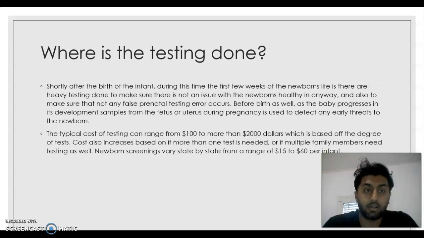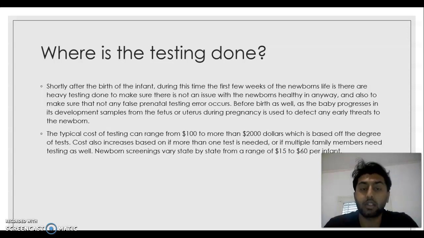Where is the testing done? Shortly after the birth of the infant. During the first few weeks of the newborn's life, there is heavy testing done to make sure that there is no issue with the newborn's health in any way, and also prenatal testing can occur before birth as the baby progresses in its development, using samples from the fetus or uterus during pregnancy.